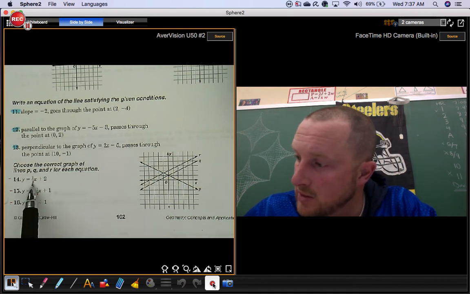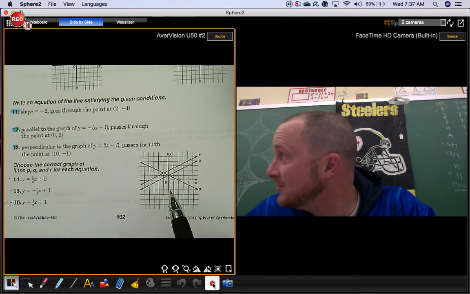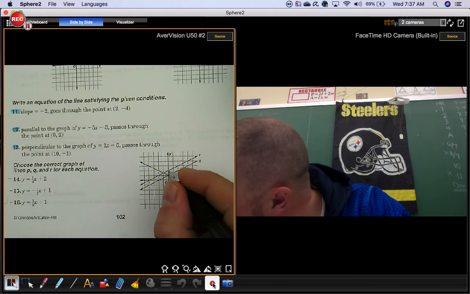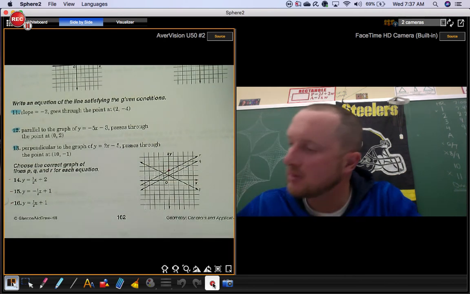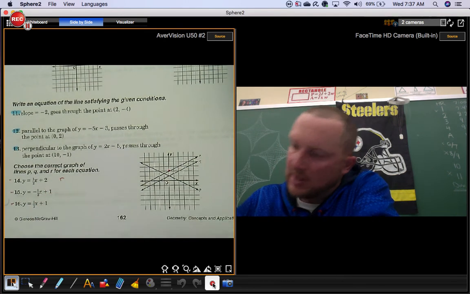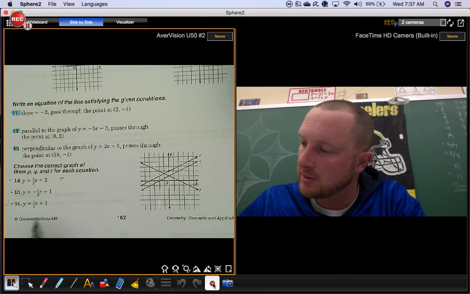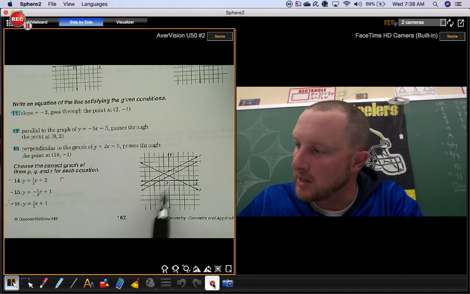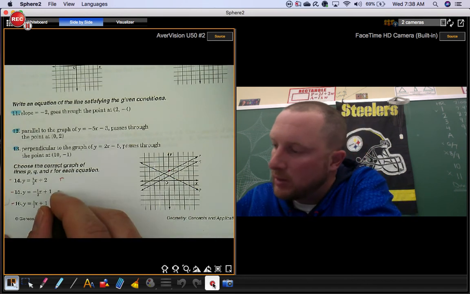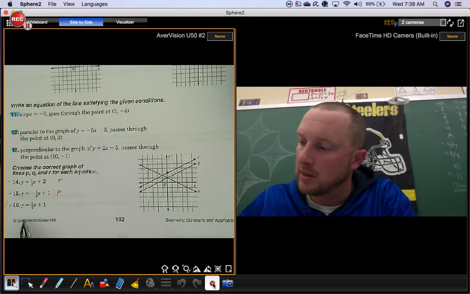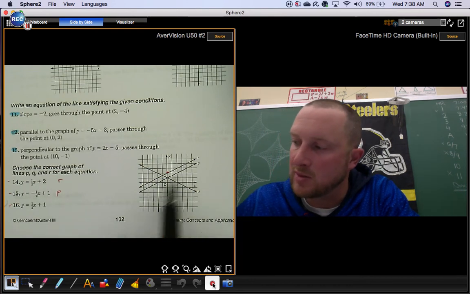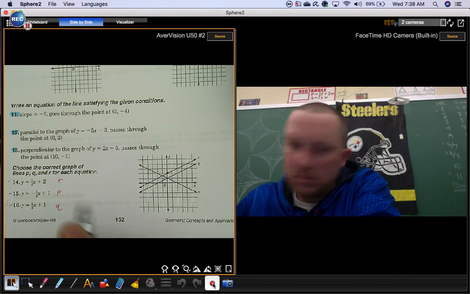So for number 14, your y-intercept is 2, and your slope is 1/2. The y-intercept of 2 lives here, so that's line R. For number 15, we have a negative slope, so your line should be going downhill. That's line P. And for number 16, we have the same y-intercept of 1 as the last one, but it goes uphill. So that's line Q.